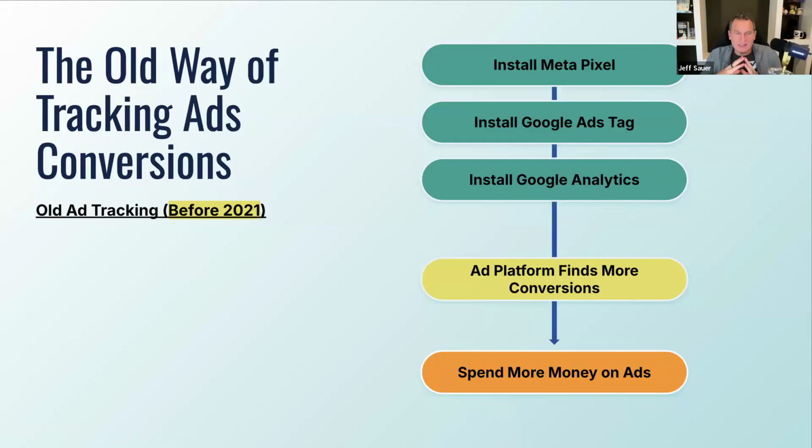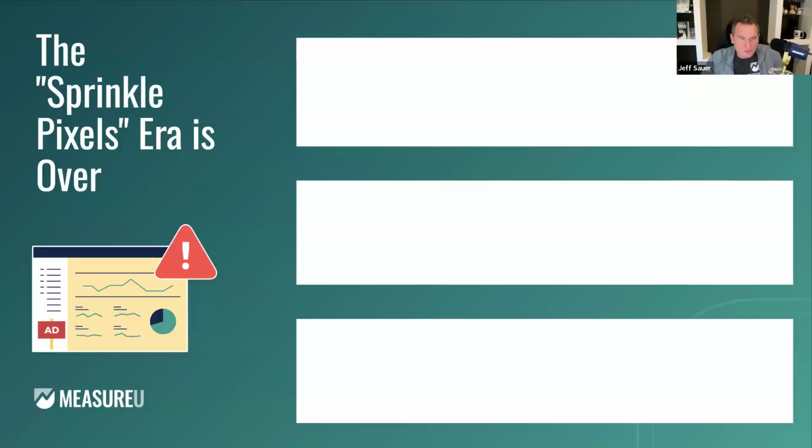And so now there is a way to get some of the same results. It just takes a little bit more upfront work, but it does unlock and enable you to do a lot more. So what's happened is that this idea, I call it the sprinkle pixels era, that is over. And unfortunately, it's over because of three things, really. Actually, there's three things and then there's three more things. So I'll start with the first three things.